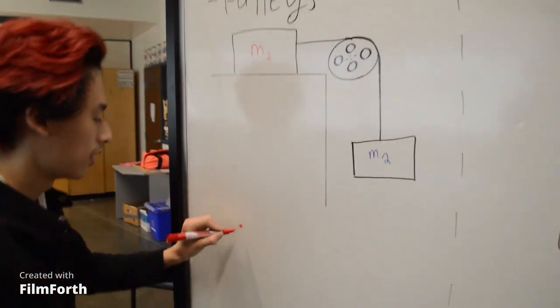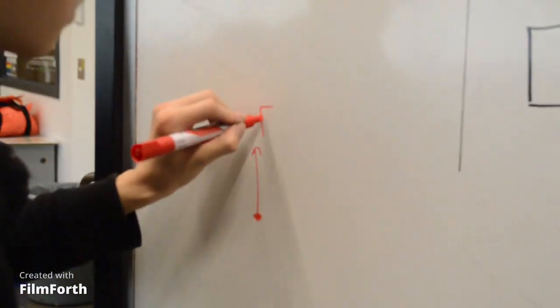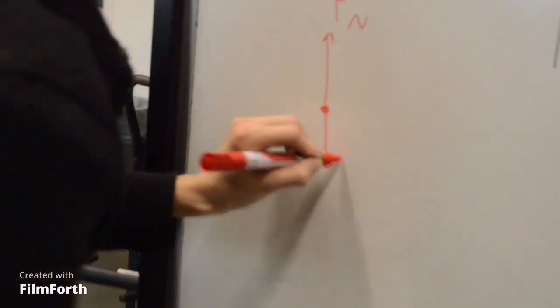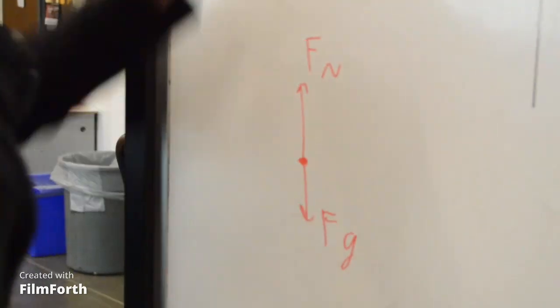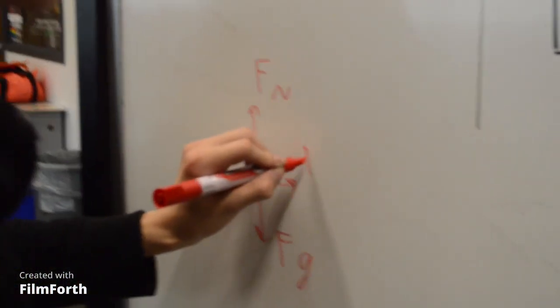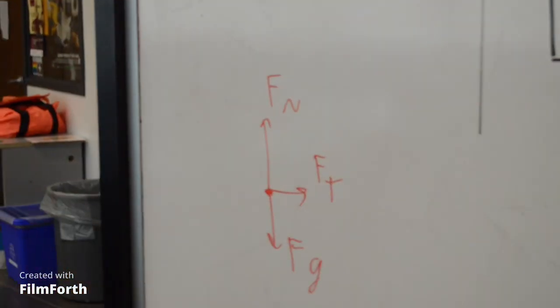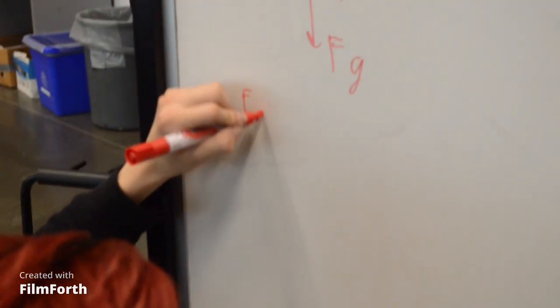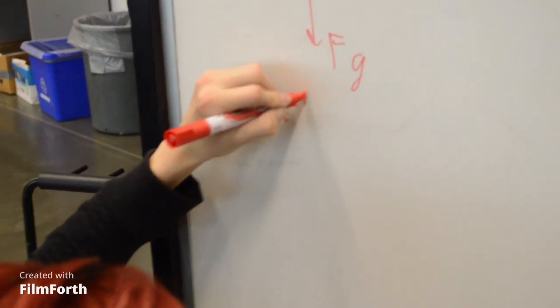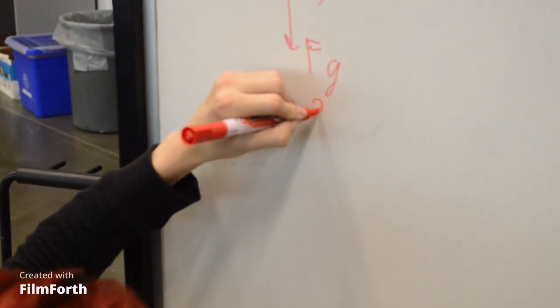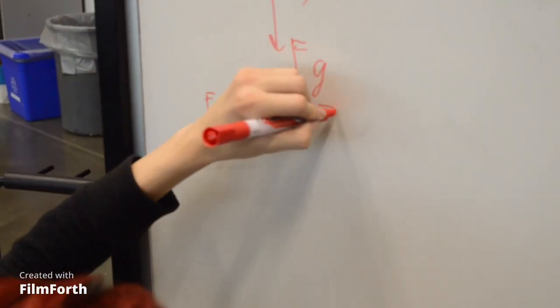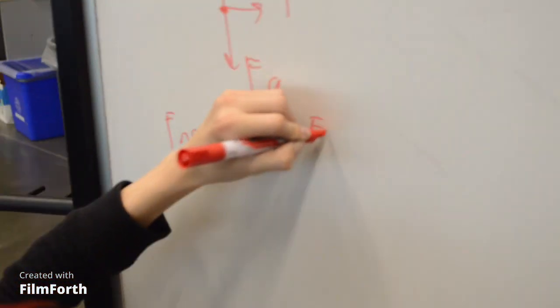So let's look at all our forces. For starters, let's look at M1, this little dot right here that I drew. We have the normal force, Fn, force of gravity, Fg, and the tension force, Ft. Now, the normal force and the force of gravity will cancel out. Therefore, we get that F net, which equals M1A, I say M1 because that's the mass of the block, equals the tension force.